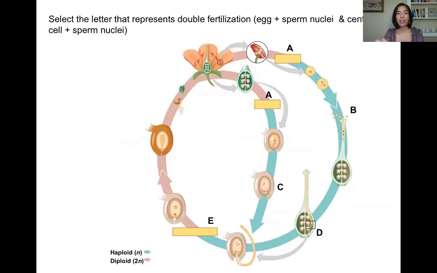Please select the letter that represents double fertilization, and that is the egg and one sperm, right? They get fertilized, and the other one is the central cell with the 2 polar nuclei and the other sperm that is carried in these pollen tubes. So where in this life cycle can you find them? Or the closest letter that represents that stage. Okay, I hope that you answered E, because this is where it happens.